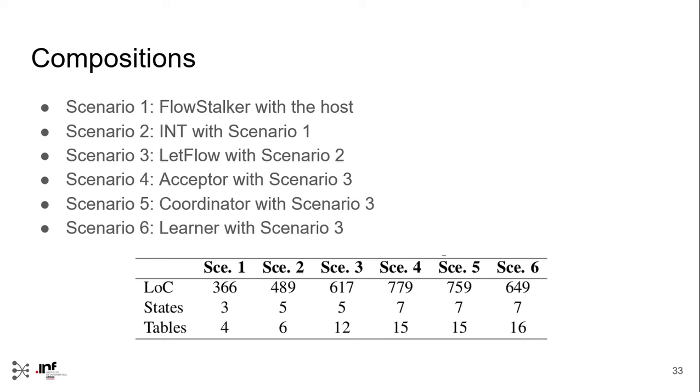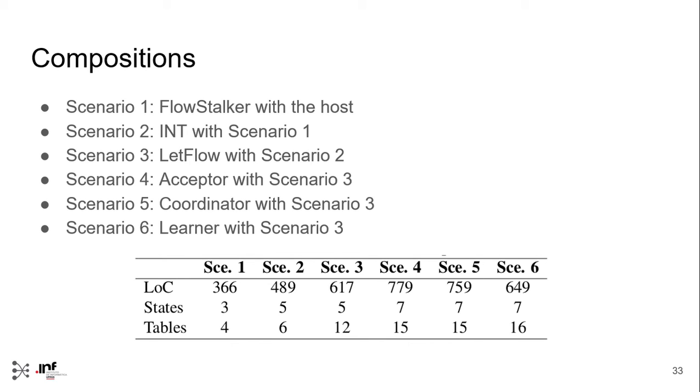We compose these programs incrementally. Firstly, we compose FlowStalker with the host program. Then we compose INT into scenario 1. This means that in scenario 2 we have INT, FlowStalker, and the host program. Scenario 3 is a composition of LetFlow with scenario 2. Scenarios 4, 5, and 6 are compositions of the consensus mechanism, which is divided into 3 data plane programs, added to scenario 3, forming 3 different scenarios.